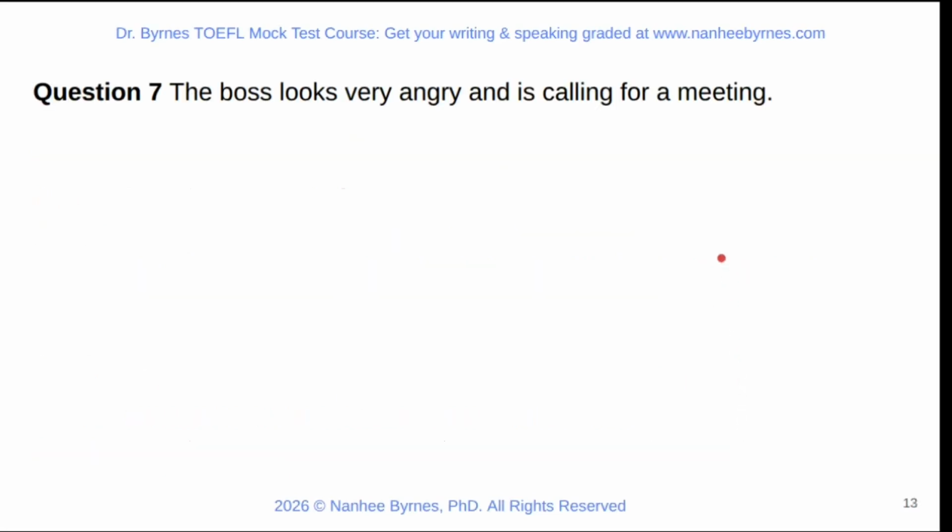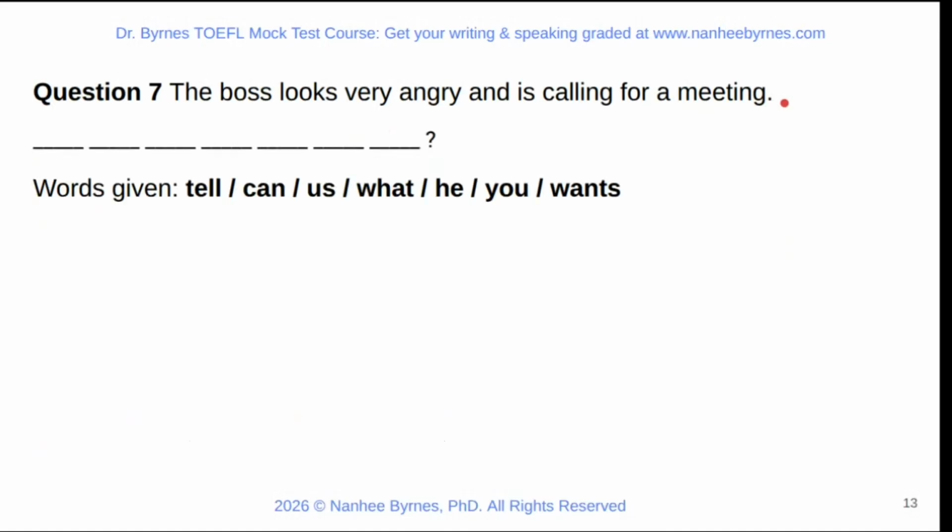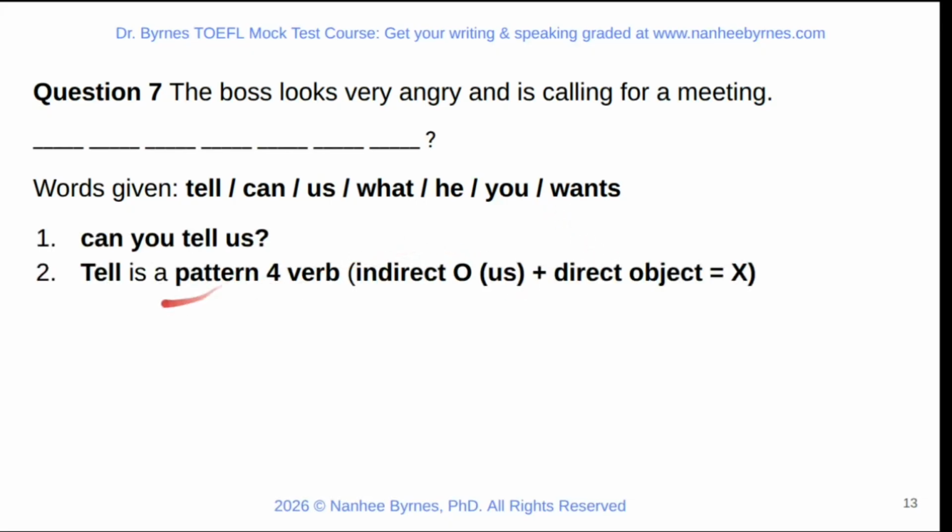Question 7. The boss looks very angry and is calling for a meeting. Words given: tell, can, us, what, he, you, wants. First we have can you tell us. Tell is a pattern for verb that needs both an indirect object and a direct object. Here, us is the indirect object, so we still need a direct object. The remaining words are what, he, and wants.